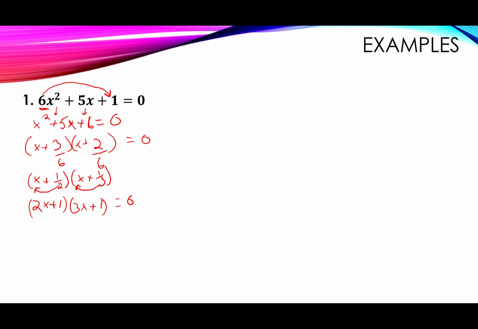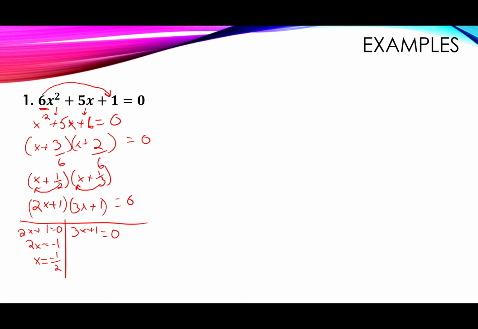Okay, now do my t-chart. I'm going to set each factor to 0. So 2x plus 1 equals 0, and 3x plus 1 equals 0. On my left side, I'm going to have 2x equals negative 1 because I'm subtracting 1 on both sides. Then I divide by 2 on both sides to get x equals negative 1/2.